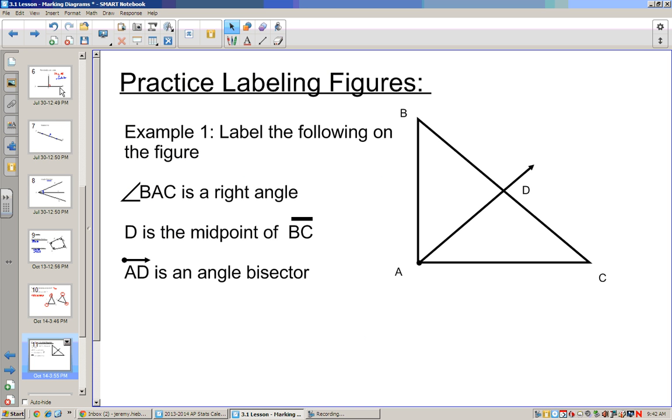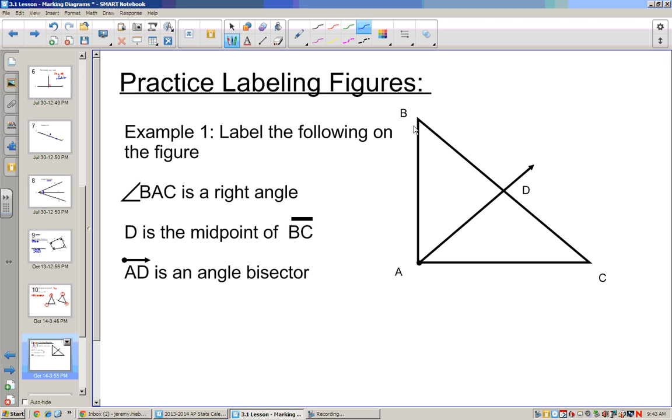Now, I have two practice ones that I want you to try. So hopefully if you're watching this at home, you can pause the video; in class, also pause the video. Try to label these three things on the diagram and see how well you do. All right, hopefully you have finished labeling these on the diagram, and I will go through to make sure you did it correctly.